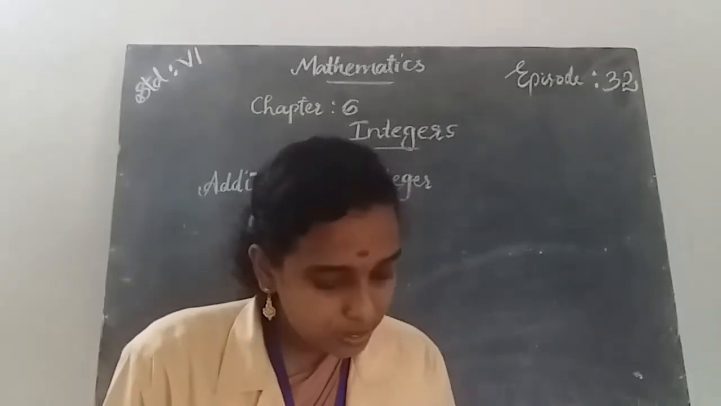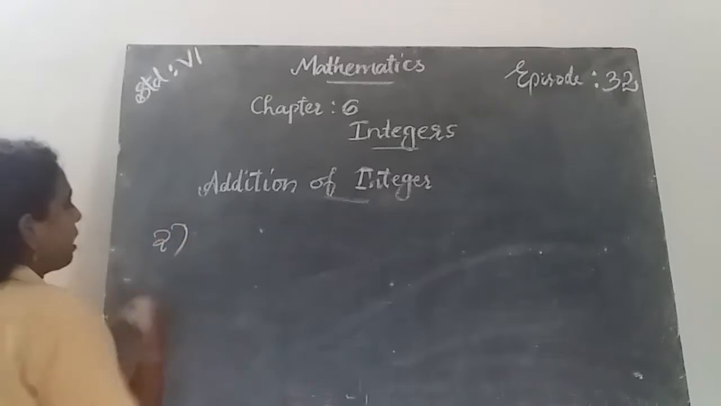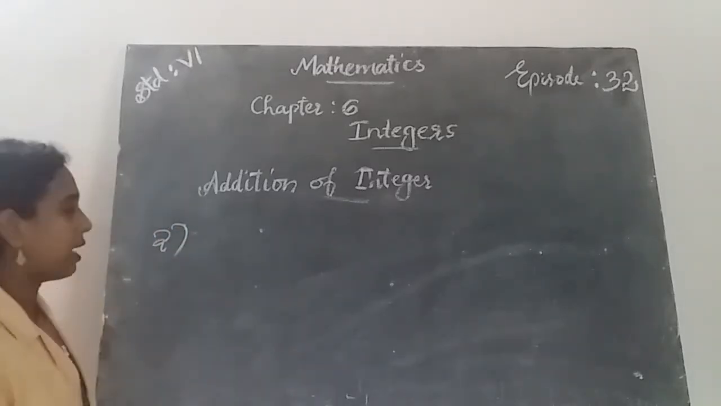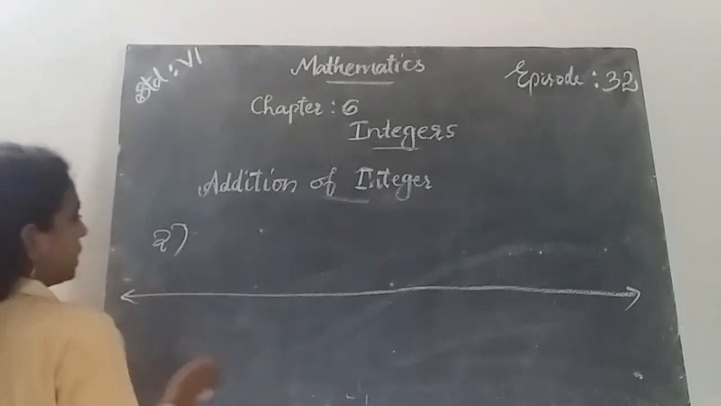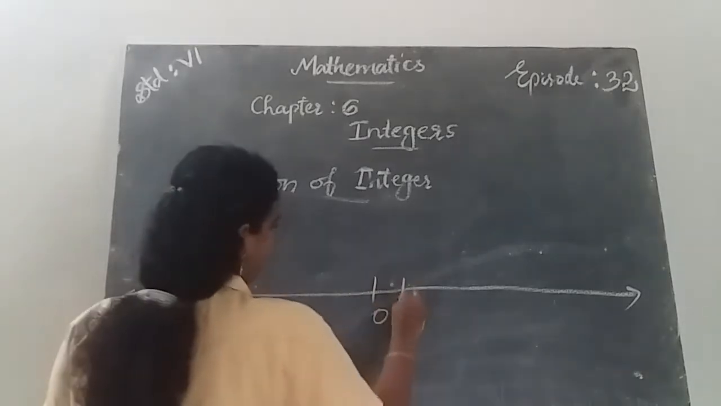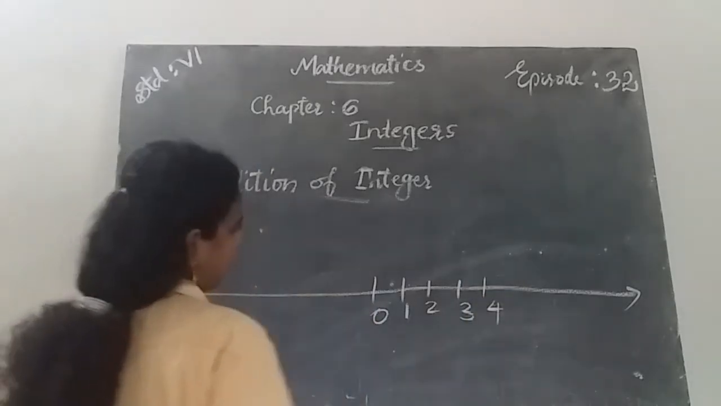Next question: use the number line and add the following. Here also we use the number line. So first we draw a number line. First we mark the point 0, then positive integers to the right of 0.